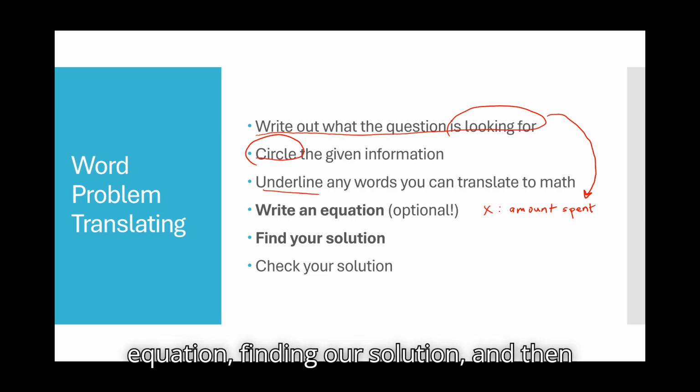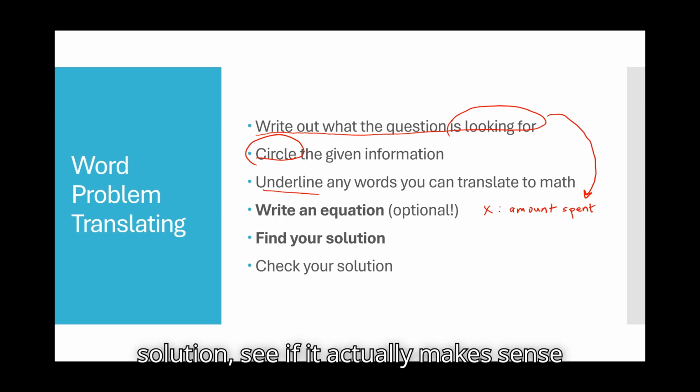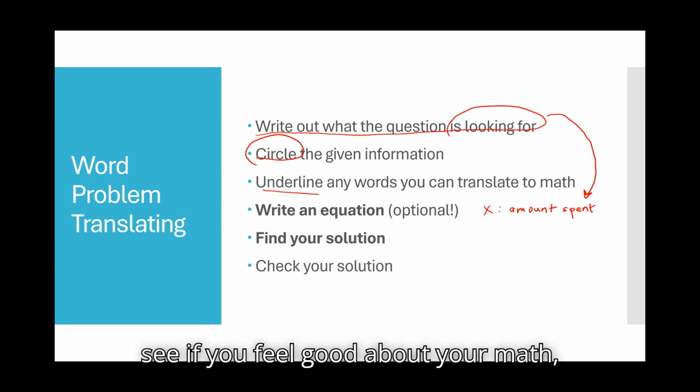Solve that equation, finding our solution, and then so helpful to go back and check your solution, see if it actually makes sense for the given situation, and see if you feel good about your math, because you can always back up, obviously.